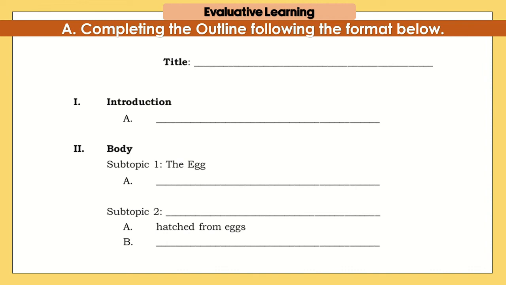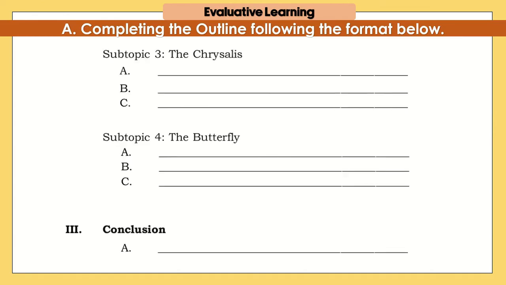Let's now complete the outline following the format below. We have title. For the first one, introduction. We have also the body. The subtopic will be the egg. The subtopic 2, for letter A, hatch from eggs. Subtopic 3, the chrysalis. Subtopic 4, the butterfly. And for the third one, we have conclusion.